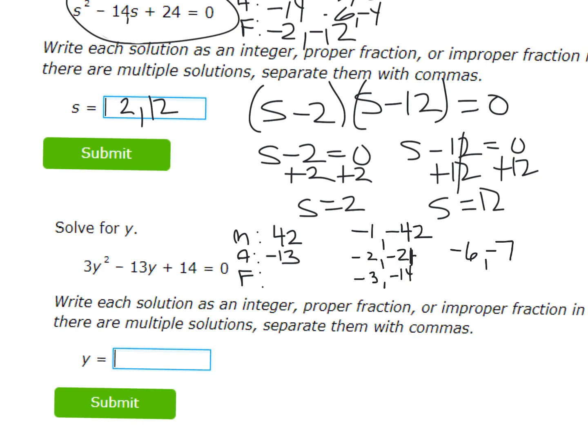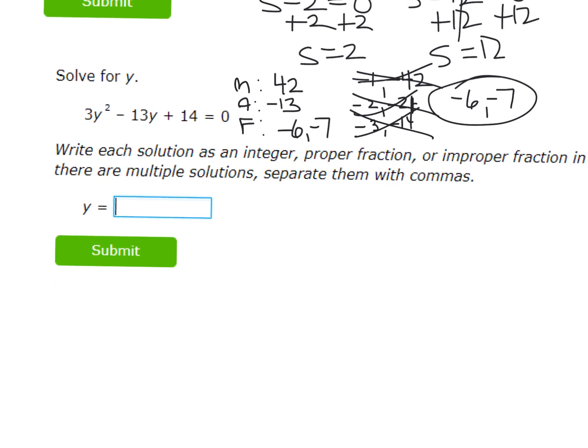So which ones of these add to be -13? These would add to be -43, so that's gone. These would add to be -23, so that's gone. These would add to be -17. These right here add to be -13. Multiply to be 42 and add to be -13. Those are the terms we want.